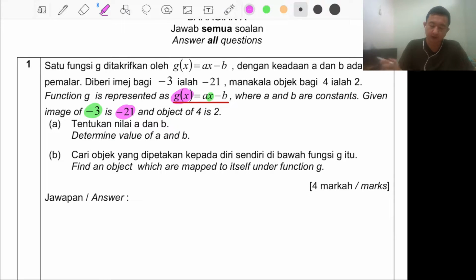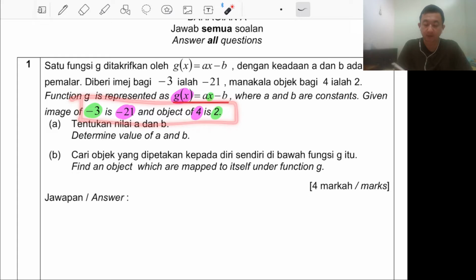And then the object of 4, okay, the object of 4 is 2. So this is the object, this is the image. This kind of question is just by substituting the value of object and image into the equation. By doing simultaneous equations, you can find the values of a and b. Okay, so put it in.